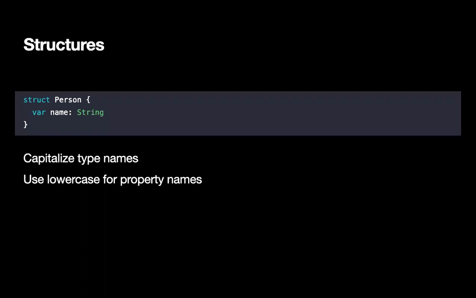Now for defining the structure, we use the struct keyword, then the name of the structure. So here we have given the name of the structure as Person, and then inside the braces you can see one variable called name that we have defined with the data type as a String. You can capitalize the type names, and you can use lowercase for the property names. So this is how we define a structure in the Swift language.